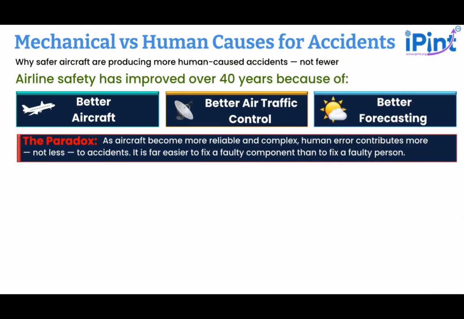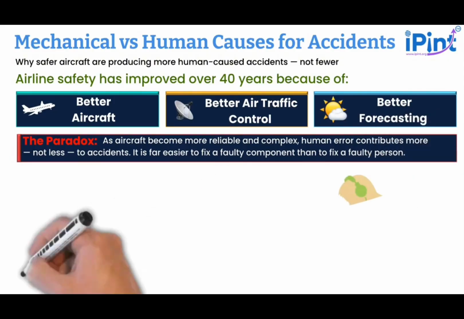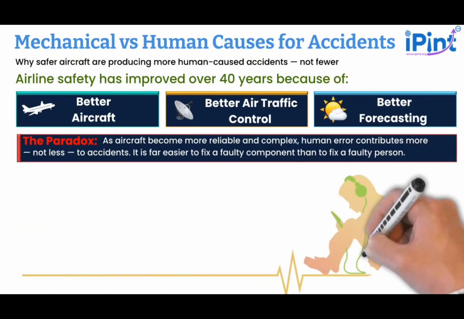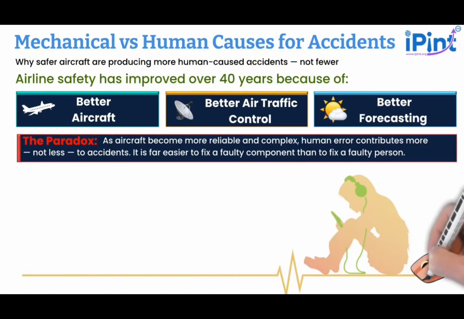And there is something else worth sitting with. It is far easier to fix a faulty component than to fix a faulty person. A part can be replaced. A habit, an assumption, or a cultural blind spot, those take real, intentional effort to change. That is precisely why human error in aviation has received so much focus in recent years. It is now the primary frontier of safety improvement worldwide.